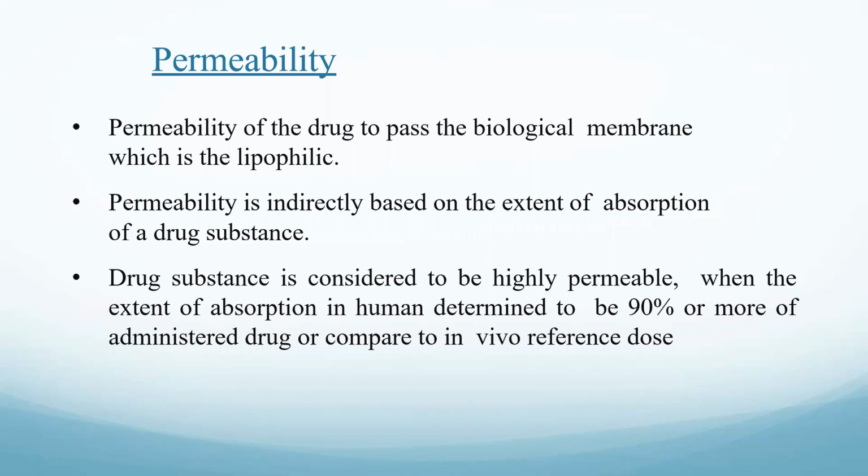Next, a drug substance is considered highly permeable when the extent of absorption in humans is determined to be 90% or more of the administered drug, compared to an in vivo reference dose. When the extent of absorption is 90%, we consider it highly permeable.